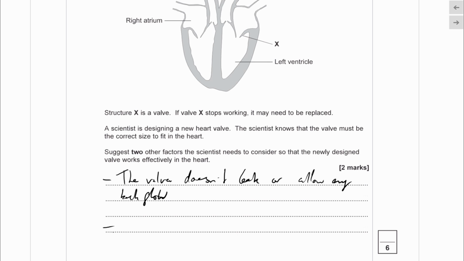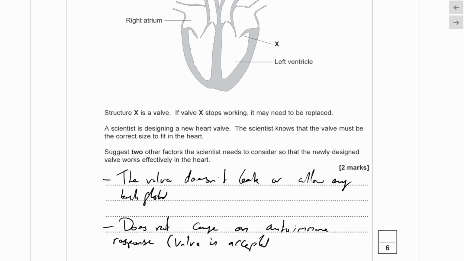One main one, and this goes for anything that you are going to transplant into a body, is that your body accepts it. Now, your body, when it senses something foreign, it can elicit something called an immune response, right? And that's where your immune system starts to break down the thing that's been inserted. And that's why transplants sometimes can go wrong, all right? So we need to make sure it does not cause an autoimmune response. Let me just write that under here. Response. Now I'm going to put in brackets, valve is accepted by the body.